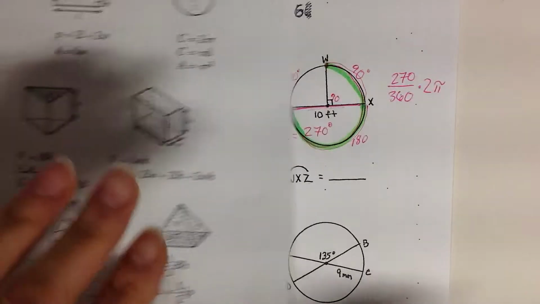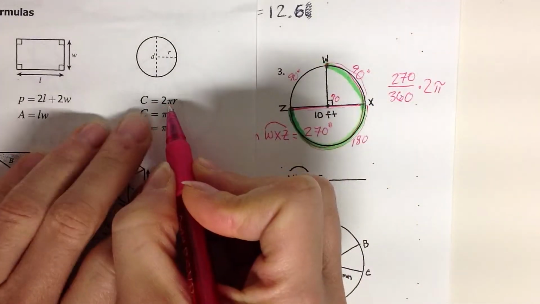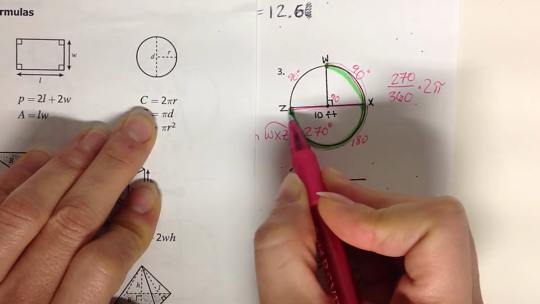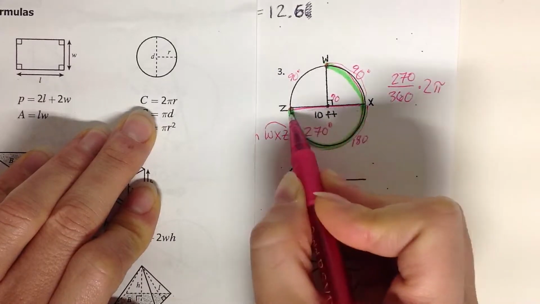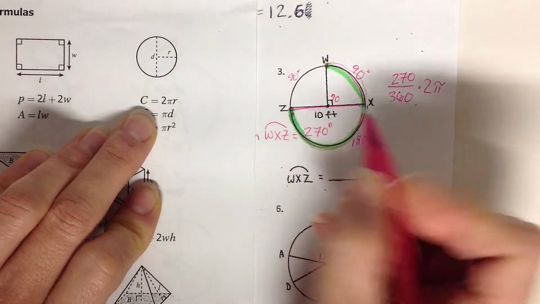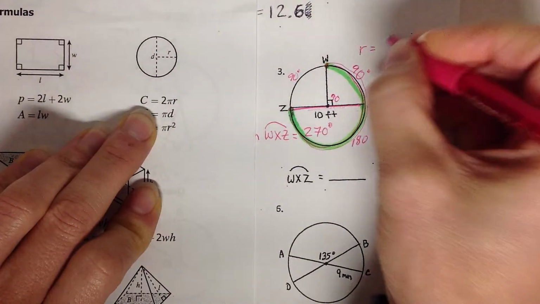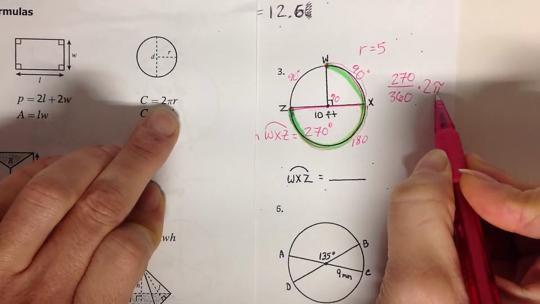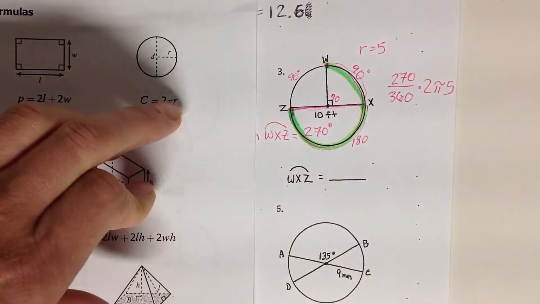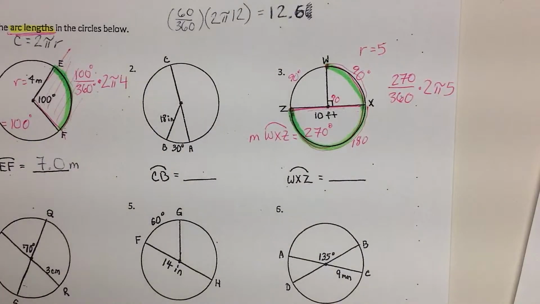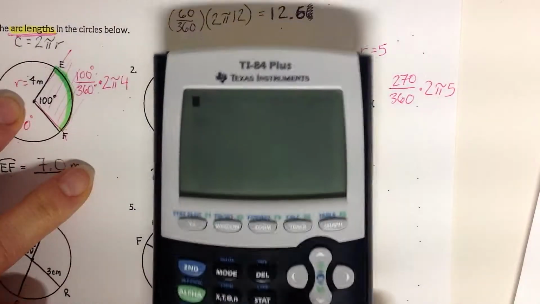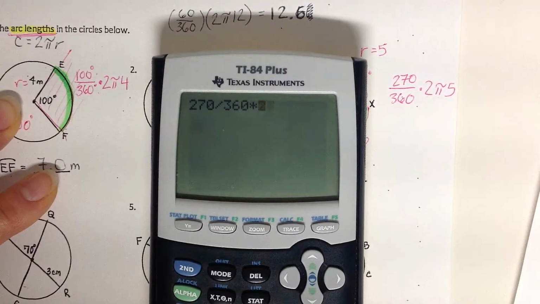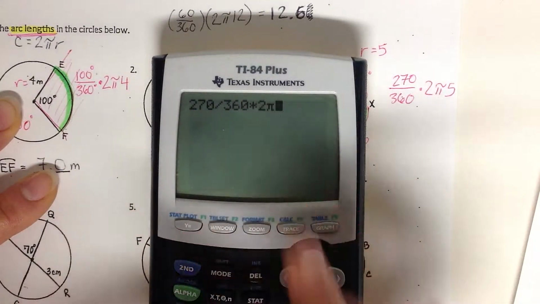Remember, radius is from the center out. This is in the middle of that. The 10 indicates that this is the whole length, which is the diameter. So if the diameter is 10, the radius is half of that, divided by 2. I'm using 2 pi r, 2 pi, and the radius is 5. Go to your calculator. I want 270 degrees out of the total 360, and I'm doing the circumference, 2 pi times 5.